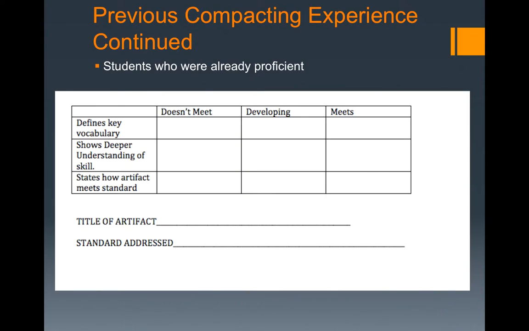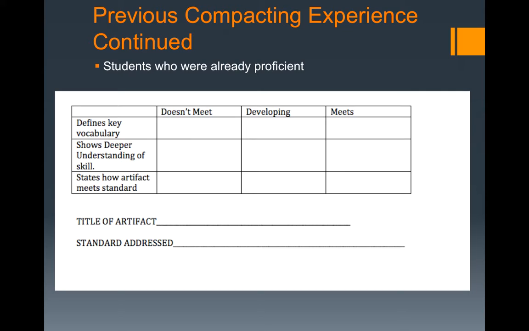If students were proficient on the pretest, they showed mastery. They would create an artifact centered around the essential learning we were working on for that day. This was the rubric that they would use. It was a basic rubric, but it was for students that, like I said, had already shown mastery.